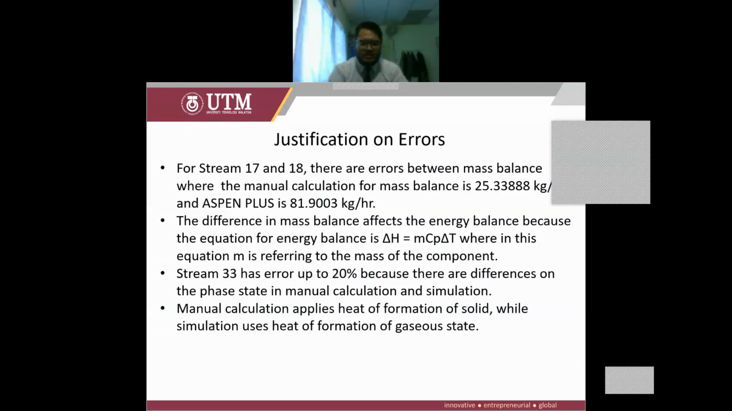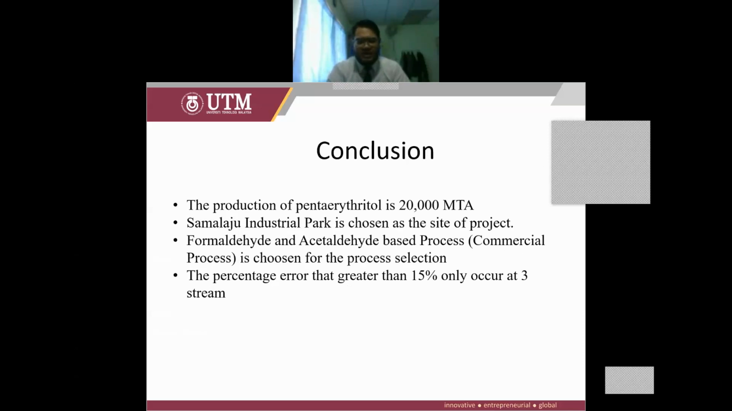The justification for this is that streams 17 and 18 have the same values because of the mass balance error; the error in the mass balance affects the energy balance. For stream 33, the error is up to 20% because they are different on the base state in manual calculation and simulation. As the conclusion, the production of pentaerythritol is at 2,000 metric ton annually.